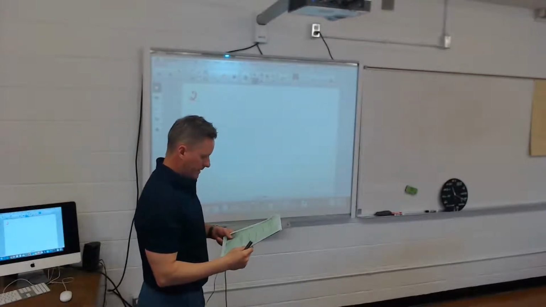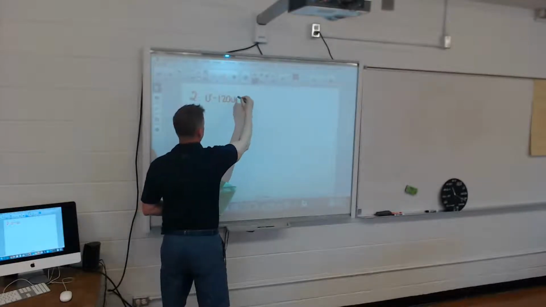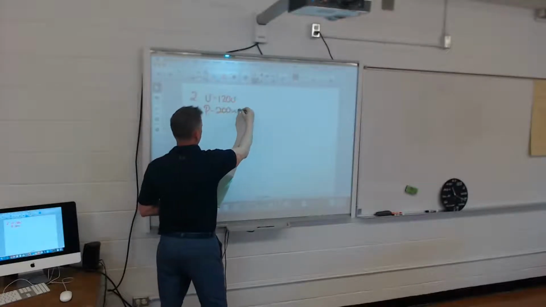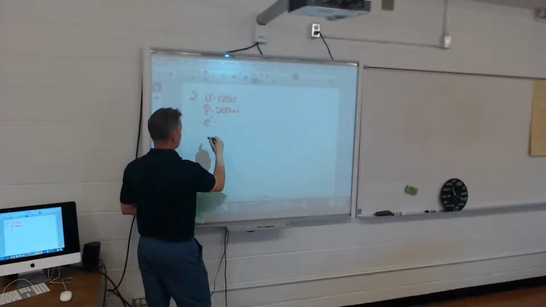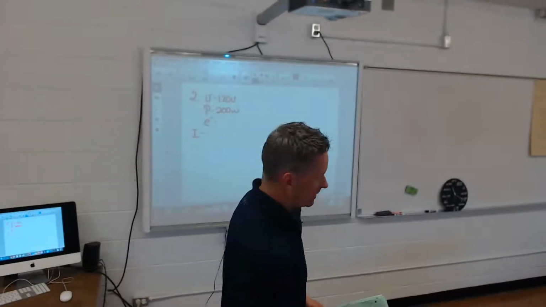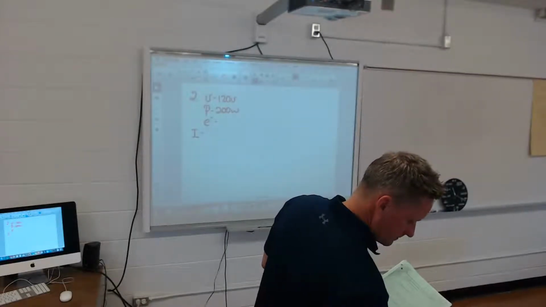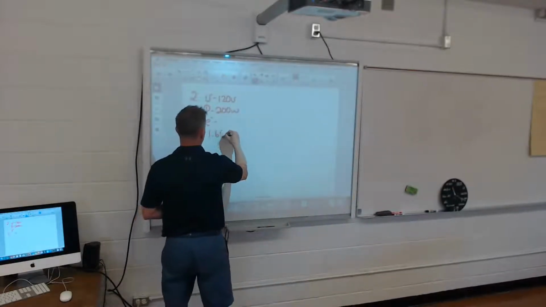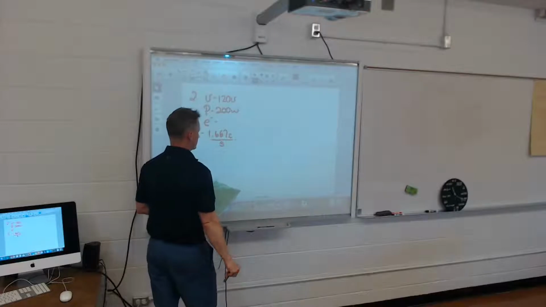Question 2. A lamp operates continuously across 120 volts. Power 200 watts. I need the electron flow. So in order to get that, I got to get my current first. So 200 divided by 120, .6 repeat. That's coulombs per second, which is what amps is, right?